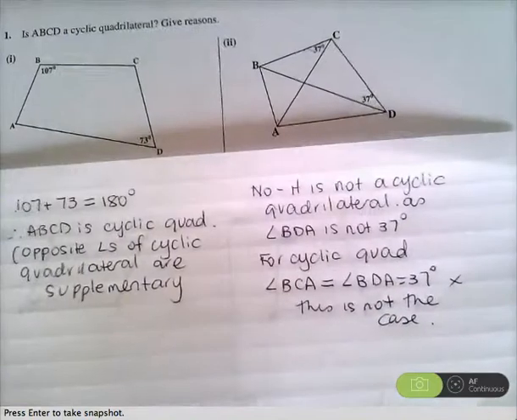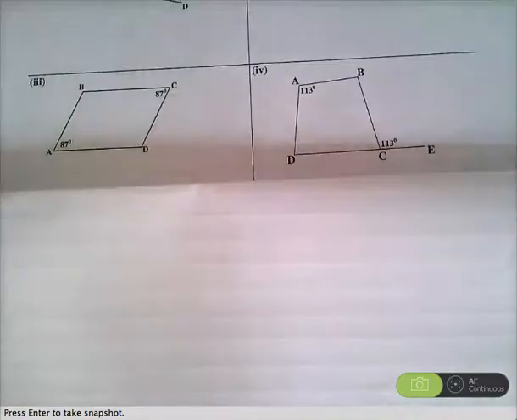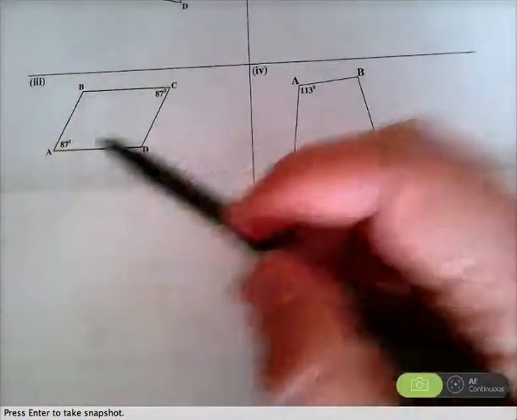Okay, we're going to look at the third example. So is this next one a cyclic quadrilateral?